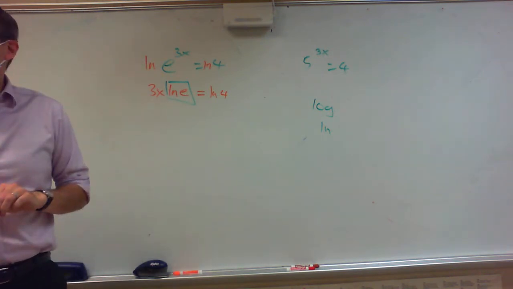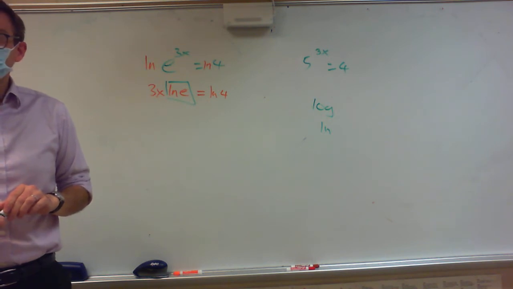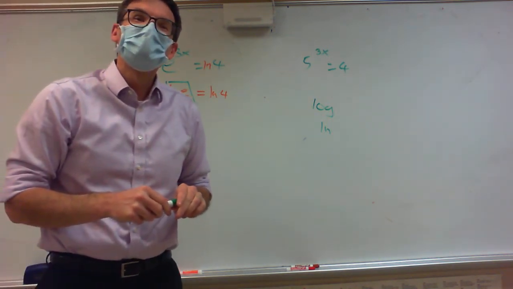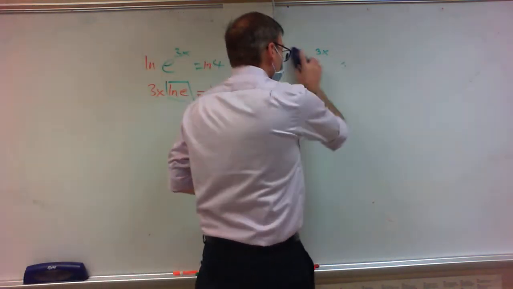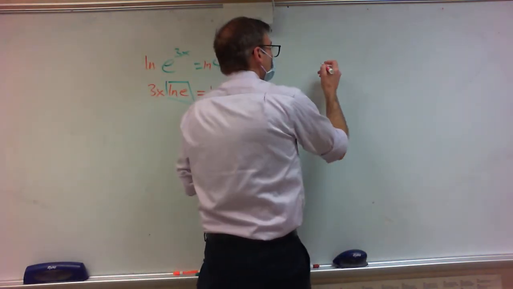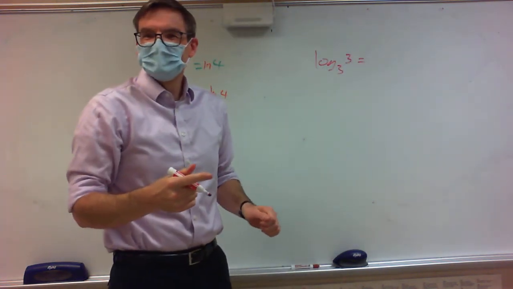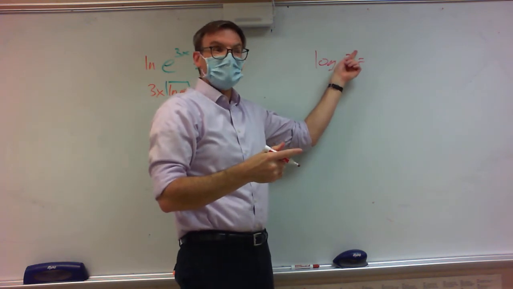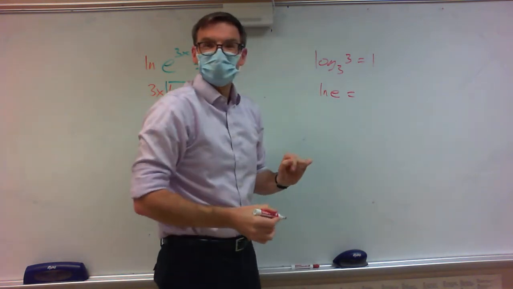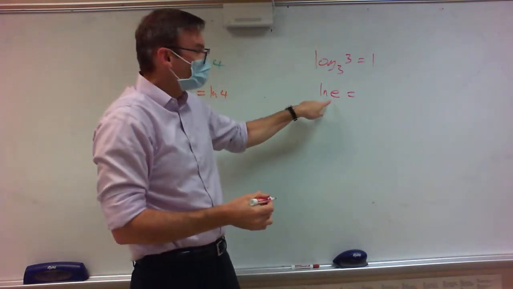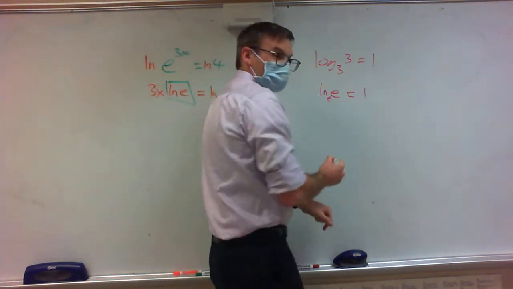What's natural log of e? Probably should have asked that question before I started this whole thing. All right. What's log base 3 of 3? Are we okay? Log base 3 of 3 is 1? Anytime these are the same, we get 1. What's natural log of e? Because when you see natural log, there's an imaginary e. You see your bases are the same. So we get natural log of e as 1.